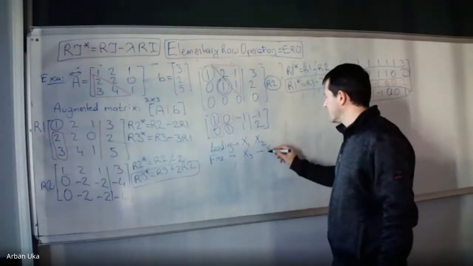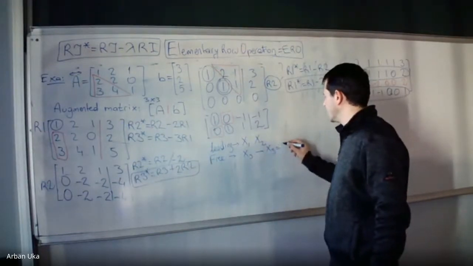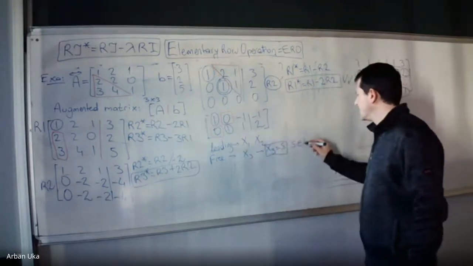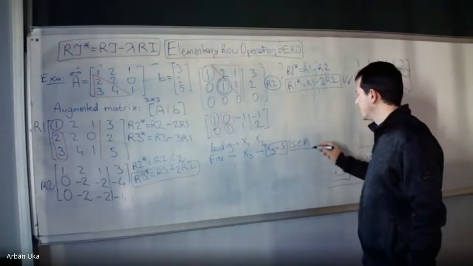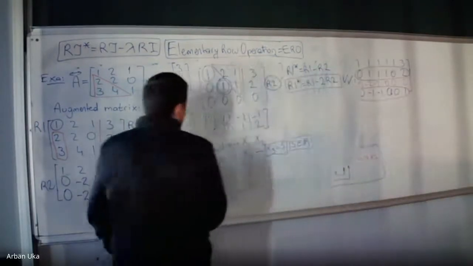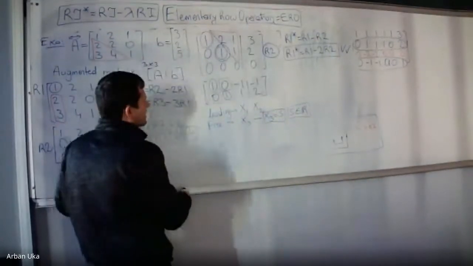We can say that X3 is equal to S, a constant, okay? And S is a number, a member of the real number space. So it's any real number, including 0. Then we can get the following.